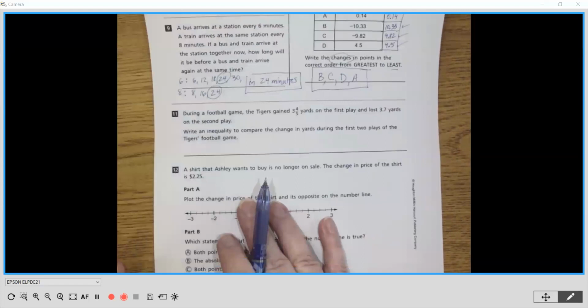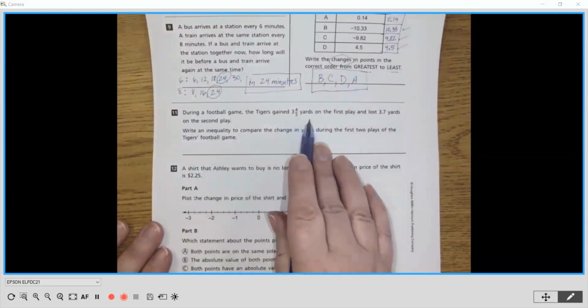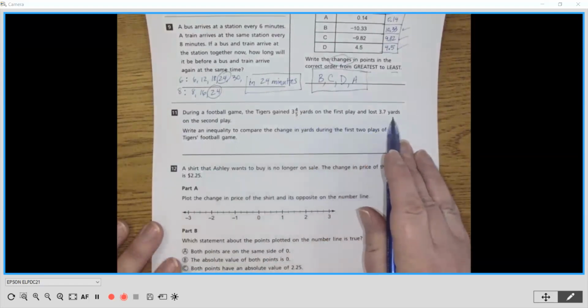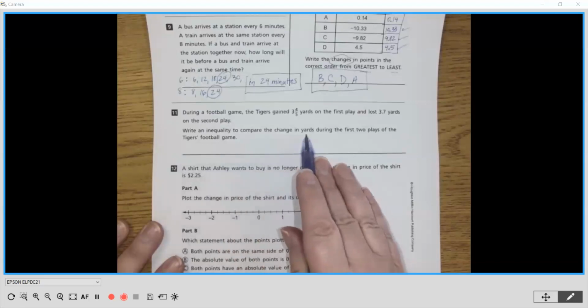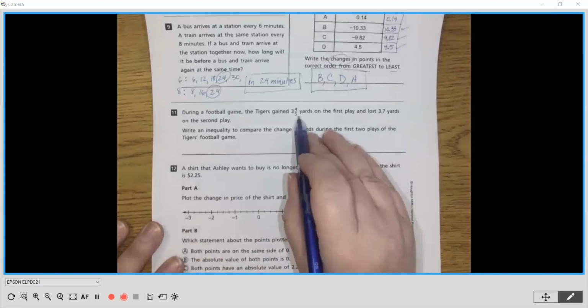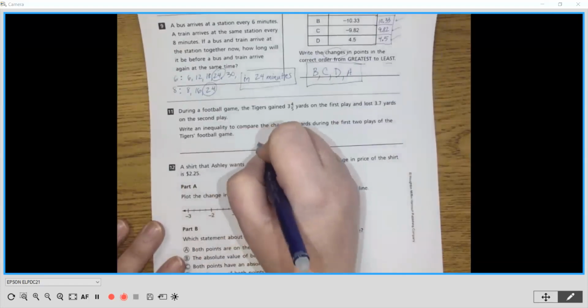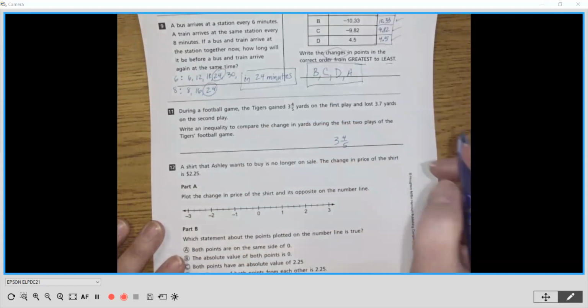Number 11, during a football game, the Tigers gained 3 4/5 yards on the first play and lost 3.7 yards on the second play. Write an inequality to compare the change in yards during the first 2 plays of the Tigers football game. So we're writing an inequality to compare 3 4/5 and 3 7/10.